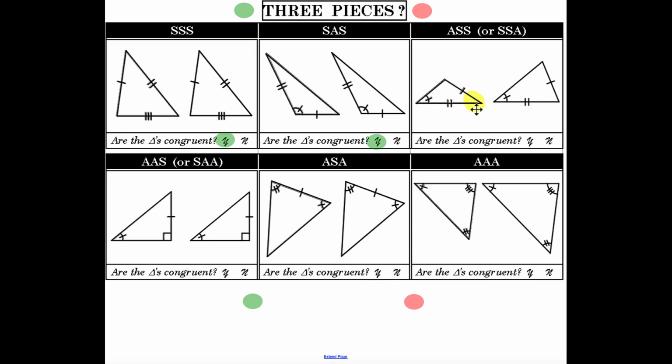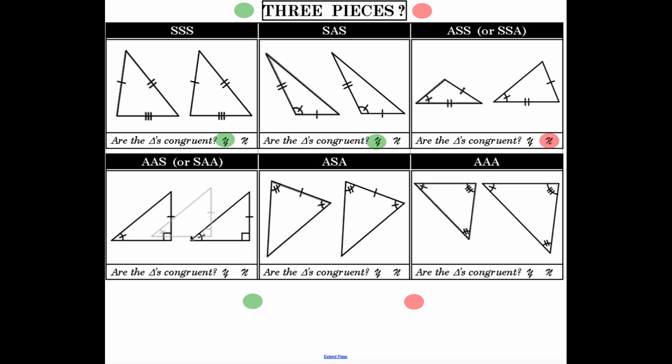So this is what makes the SSA, or ASS. Anyway, they don't look the same, do they? Look at that. They are not the same. And so it looks like this one counterexample is enough to show that ASS is not going to guarantee triangle congruency. What about AAS? So this time it's 2 angles and a side not between the 2 angles.